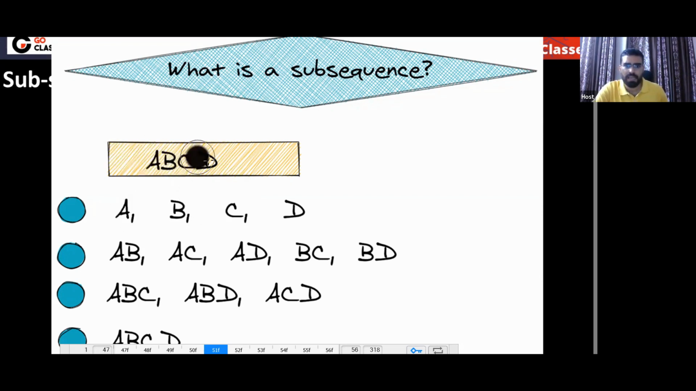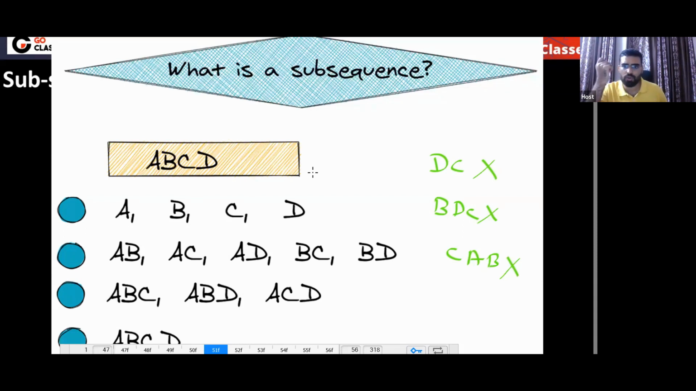So very simple. If I delete this element, ABC. If I delete this element, ABD. If I delete this element, ACD. And if I don't delete anything, then ABCD. So this is the idea of subsequence. Remember, these are the subsequences, but this DC is not a subsequence. For example, BDC is not a subsequence. CAB is not a subsequence.